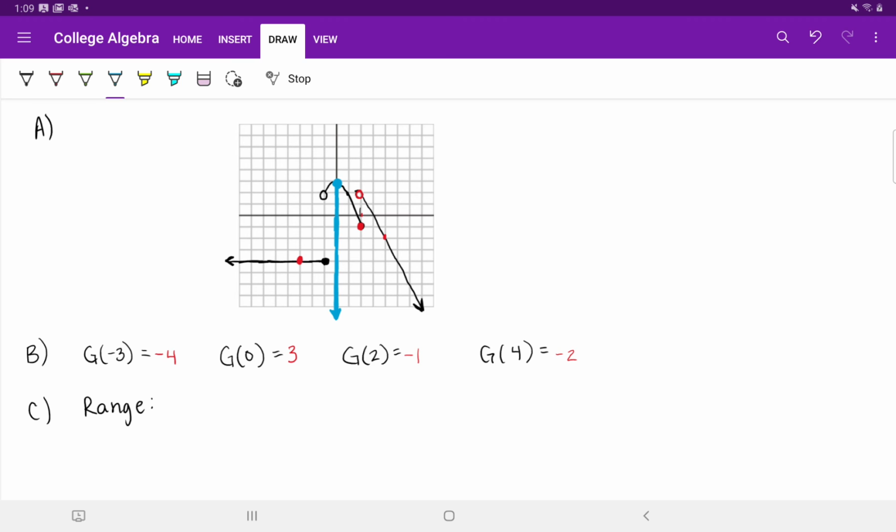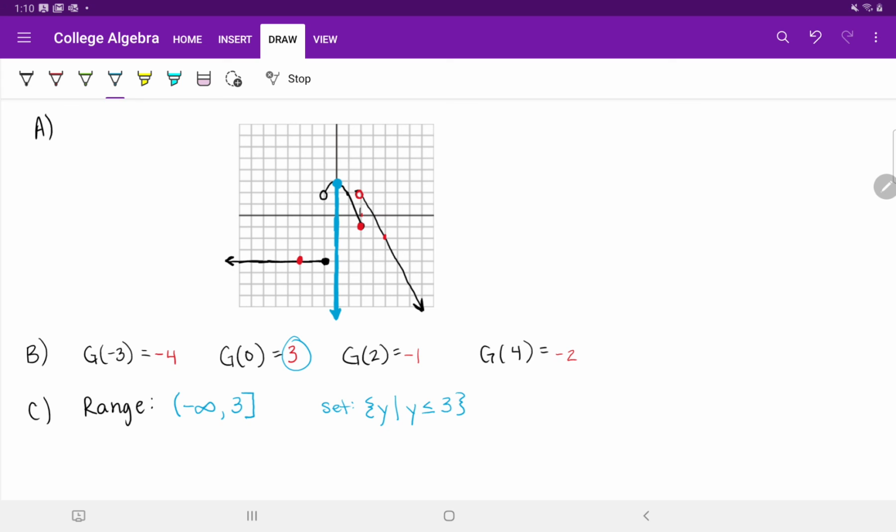It will be everything from negative infinity all the way up until positive 3. Remember, you always write it from low to high, negative infinity all the way up to positive 3. And positive 3 is included in my range. Notice we even had 3 as an answer as a y value just a minute ago. So 3 is included in my range. We'll put a bracket here. They told us to write the range in interval notation, so I wrote it in this form. If they ask you to write it in set notation, it would just be the set of all y values such that y is less than or equal to positive 3.